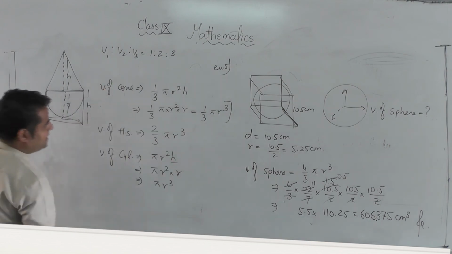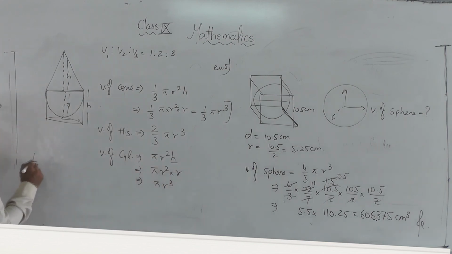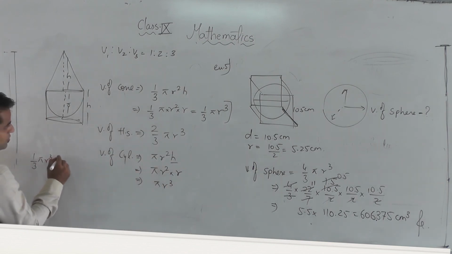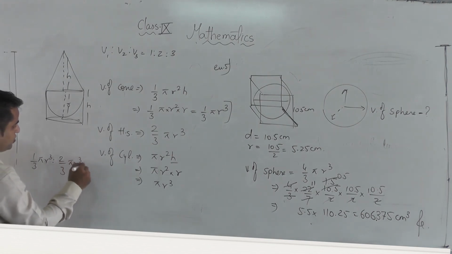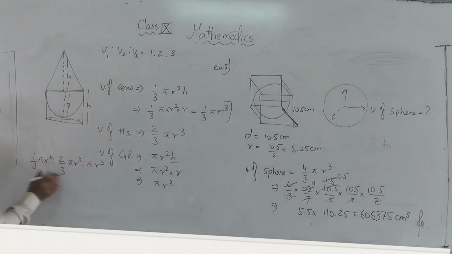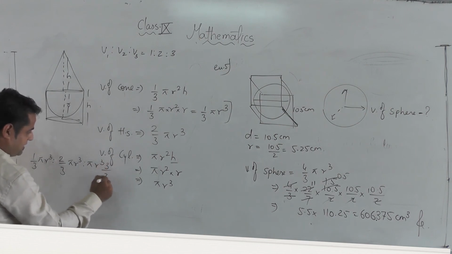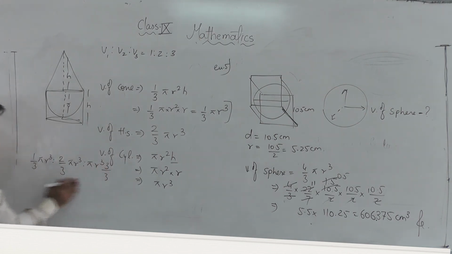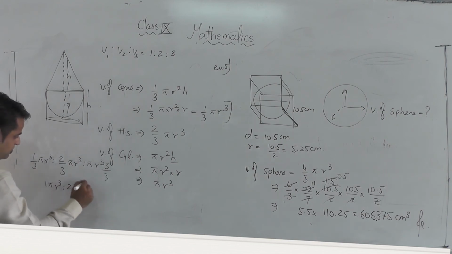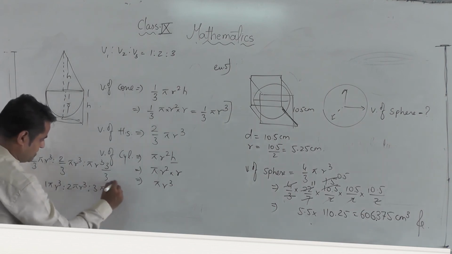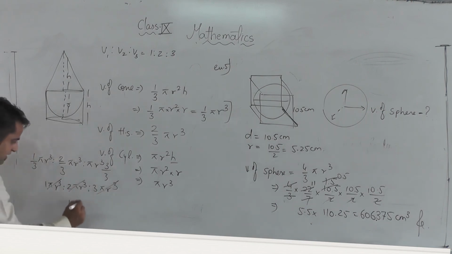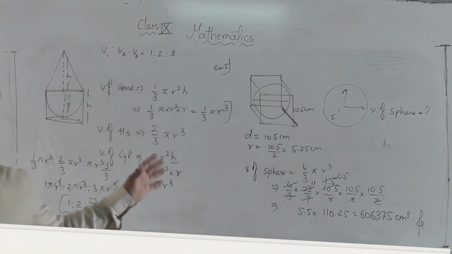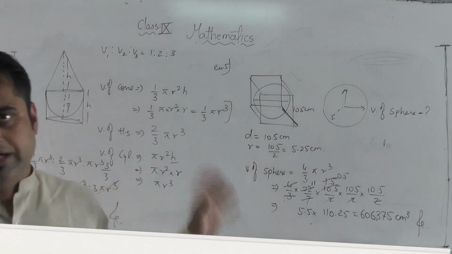Now just find the ratio of these three. So 1/3 pi r cube ratio 2/3 pi r cube ratio pi r cube. Here no 3, so I am multiplying with 3/3, so that all 3 comes in the ratio. So that 1 pi r cube ratio 2 pi r cube ratio 3 pi r cube. Pi r cube will get cancelled, so that 1:2:3 will be the ratio of the volumes of all three shapes having the same base and same height.